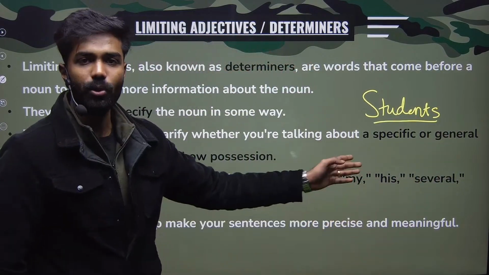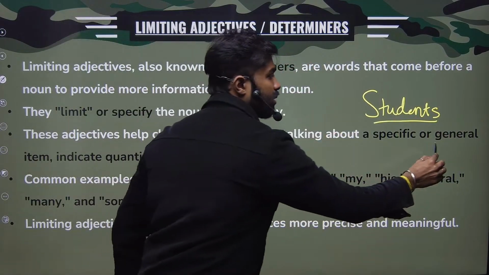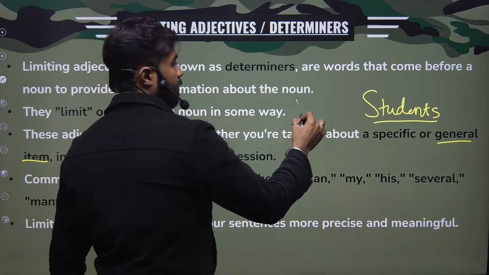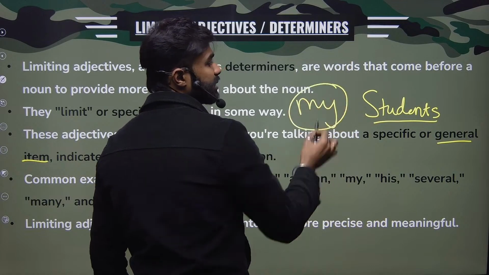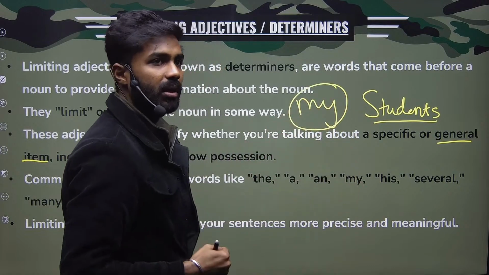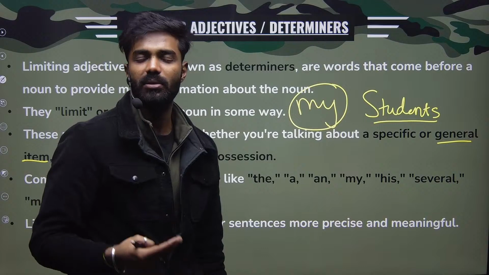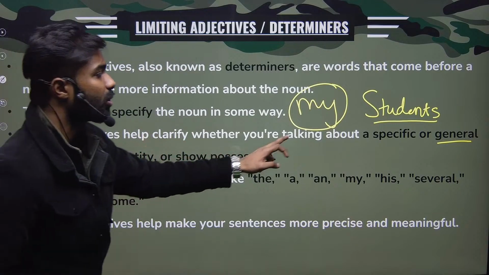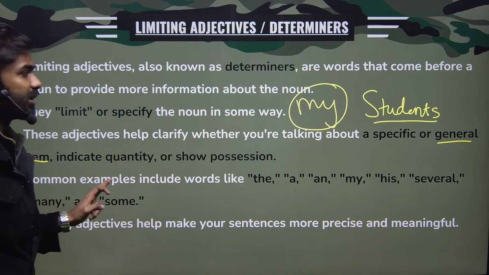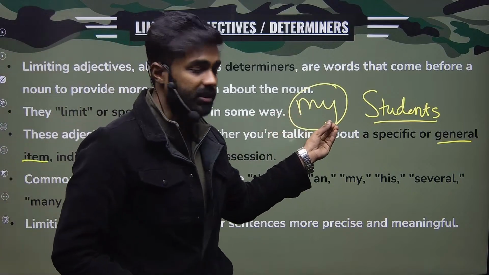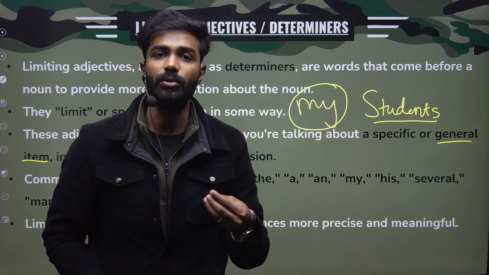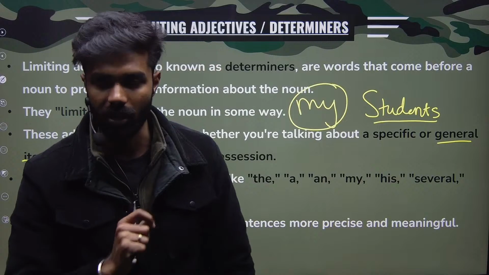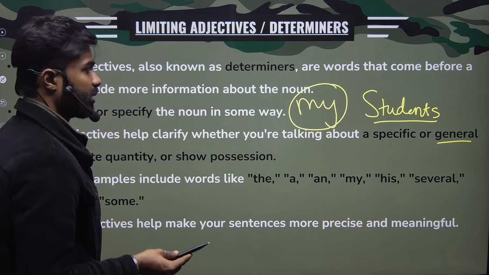Students, if I say students, it is very general, right? But then if I say my students, it is limiting to only students who are attending my classes, right? So these adjectives help clarify whether you're talking about a specific or general item. These adjectives will tell you the generality or the specific thing about the noun or the pronoun you're talking about.